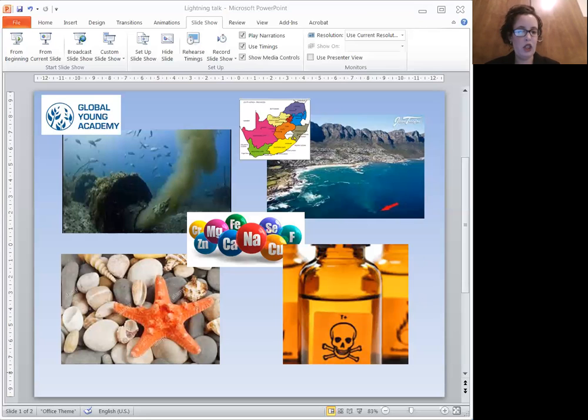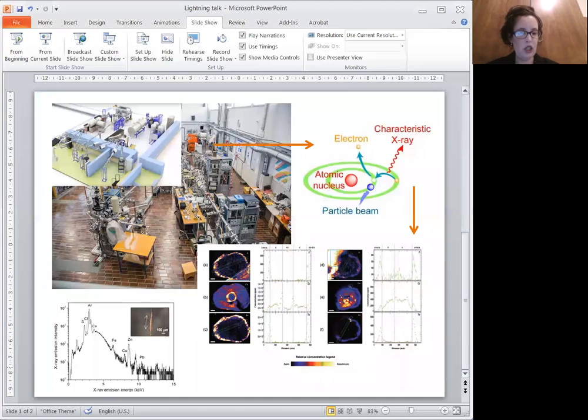Our current research focus will be on assessing the full chemical profile of marine biomonitors along the Southern African coastline by using sensitive techniques that offer powerful advantages. So, what are these techniques? These fall mainly under the umbrella of ion beam techniques.